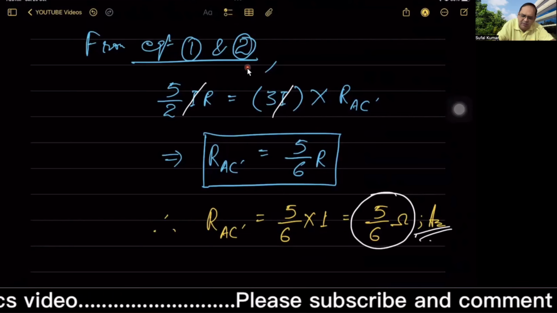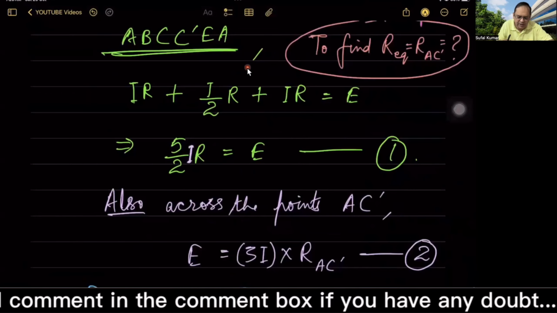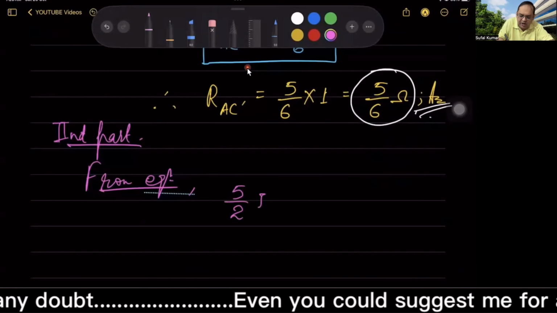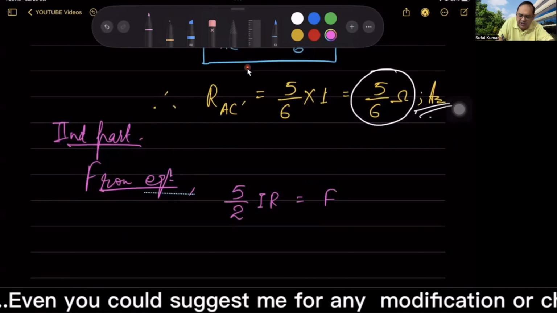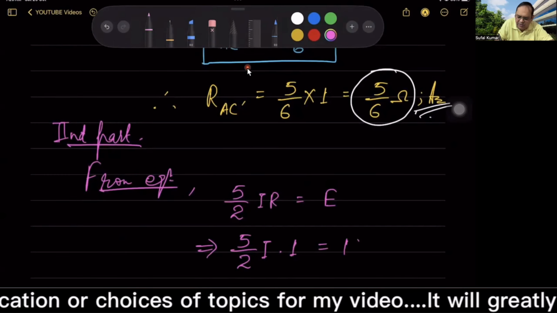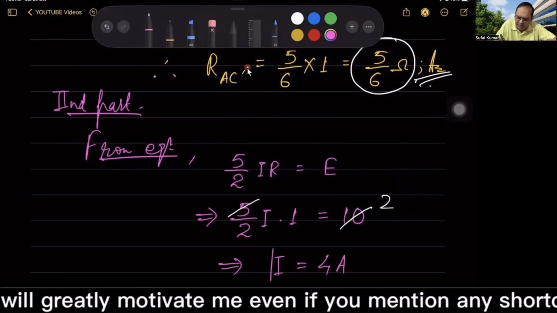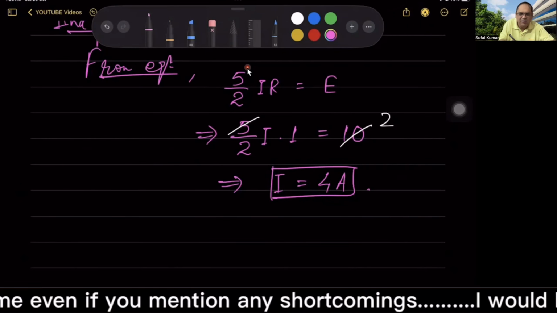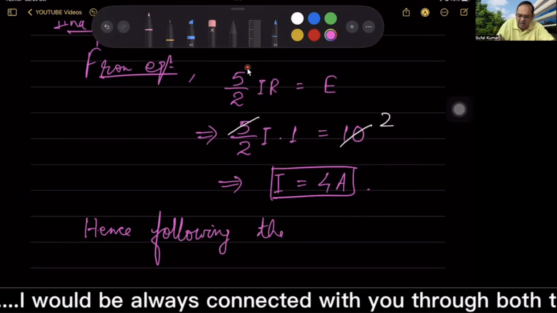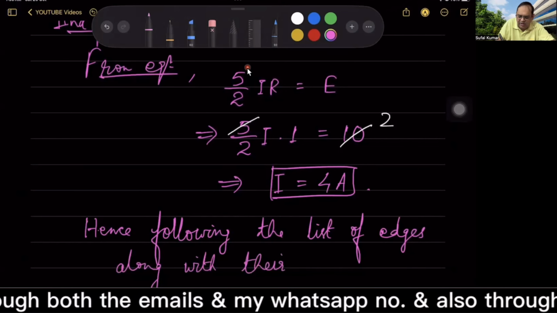Now from equation number 1, 5 by 2 IR is equal to E. 5 by 2 I into 1 is equal to 10. It implies that I is equal to 4 ampere. Hence, I'll be listing all the edges. Following is the list of edges along with their currents.